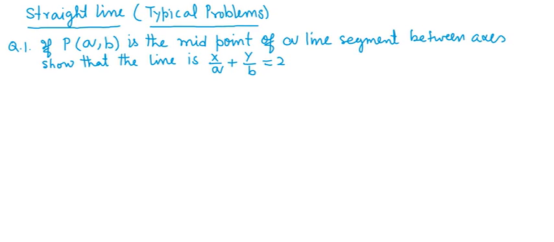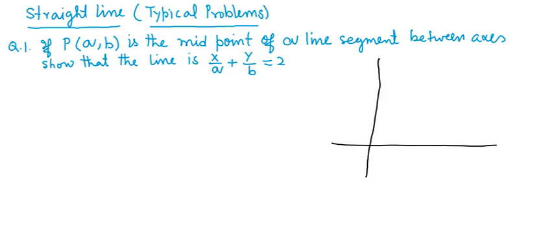Hello students, in this video we will see some typical problems related to straight line. The problem is: if P with coordinates (a, b) is the midpoint of a line segment between the axes, show that the line is x/a + y/b = 2. We should try to understand this problem through a figure.